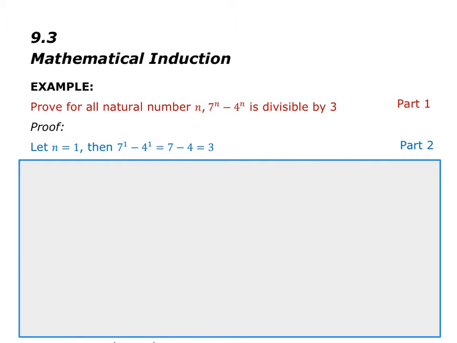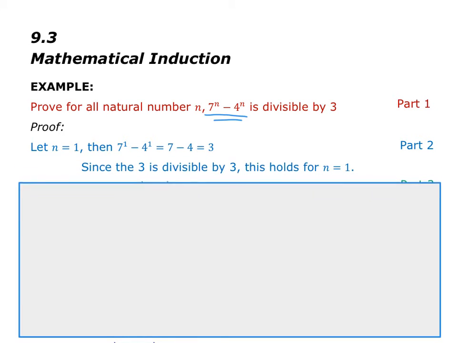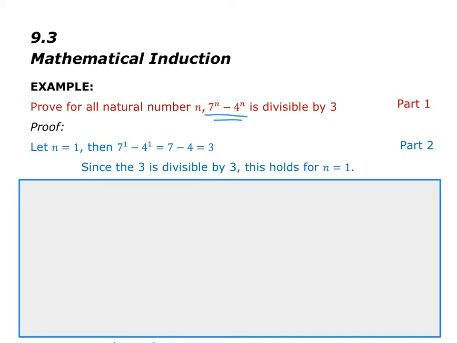The next step, step 2, is you let n equal 1. And now this is the part that we did in class. So let n equal 1, and wherever we've seen n before, we're going to replace it with 1. So we put in 1 for n, so we have 7 to the 1 minus 4 to the 1, which is 7 minus 4, in other words, 3. And clearly, 3 is divisible by 3. So since 3 is divisible by 3, this holds for n equals 1.